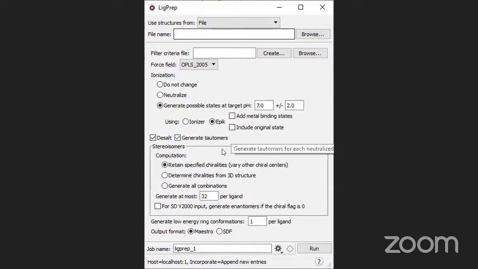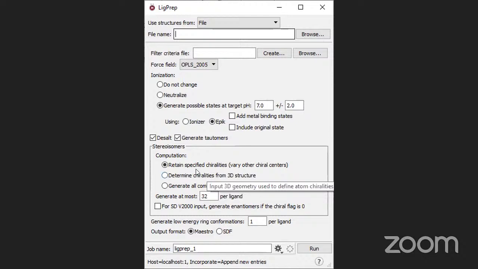And sometimes we require a specific isomer. Here you can see retain specific chirality. That means when we require only a specific chirality, we need to click this retain specific chirality. That means that ligand will be in that particular isomer form only, and it will bind to the protein.